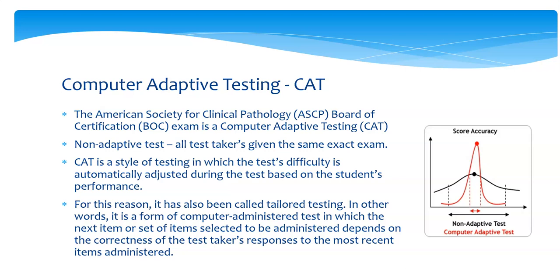based on your performance. For this reason, it's also called tailored testing. It's a form of CAT in which the next item or set of items selected to be administered depends on the correctness of your responses to the most recent item administered. So when we have a non-adaptive test, it's very flat, and everybody's asked the same question, so there's no way for the test to discriminate. But in a computer adaptive testing, because it's selecting the question based on your previous answers, it will tailor the exam to know more accurately what your abilities are.